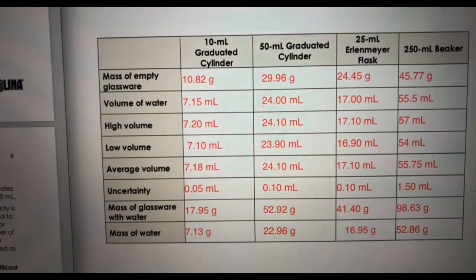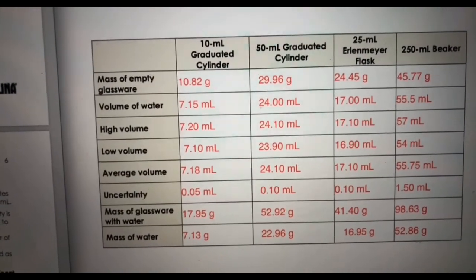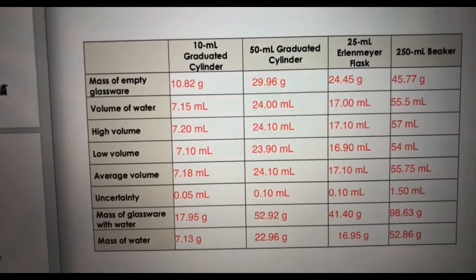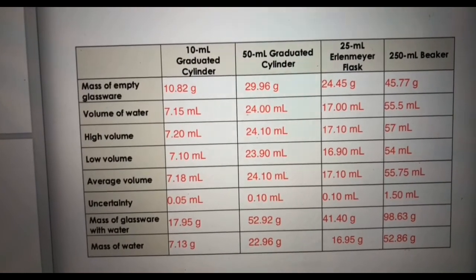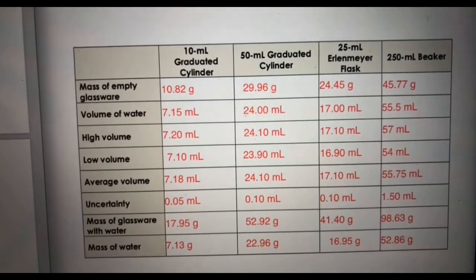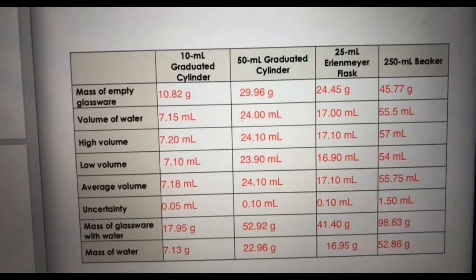To find the uncertainty, you need to do high interval minus low interval divided by 2, and for measured value, you need to do high interval plus low interval divided by 2.